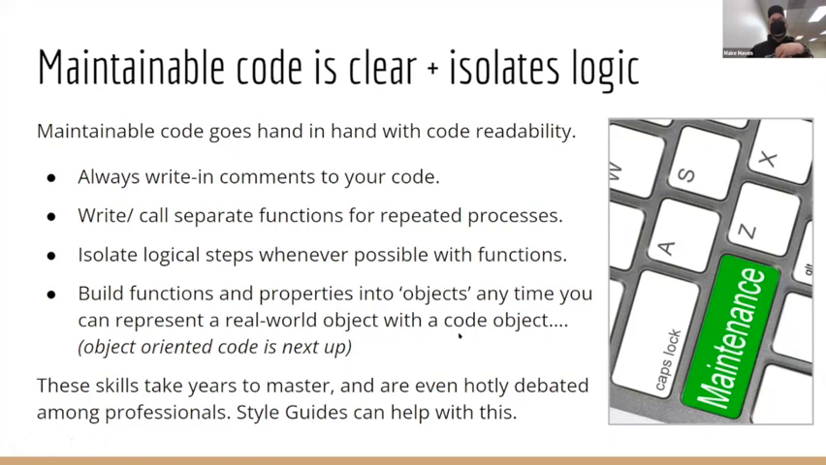and build functions and properties into objects whenever you can. And so there's some examples of that. Thinking about objects can be really helpful. We're going to talk about object-oriented programming in just a second. But these are the sorts of skills that it takes years to master. Even a professional developer is going to be arguing with colleagues about what's readable and what's maintainable code.